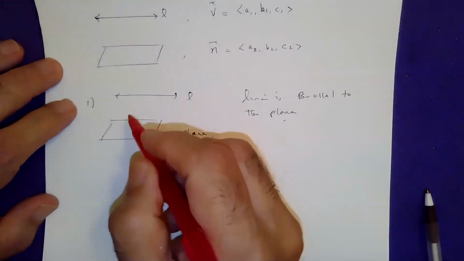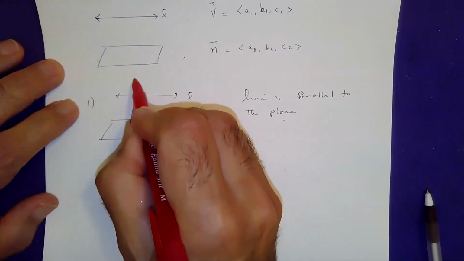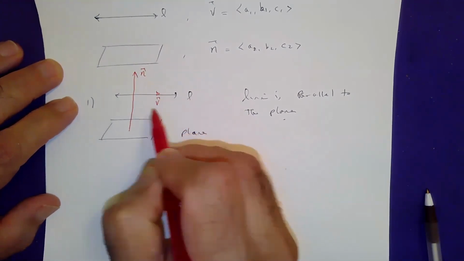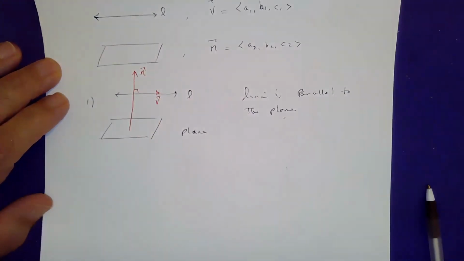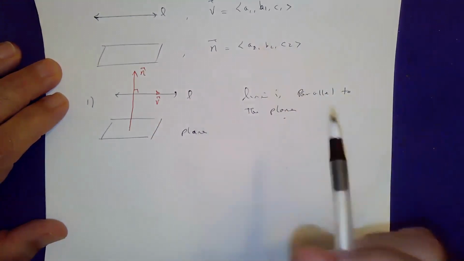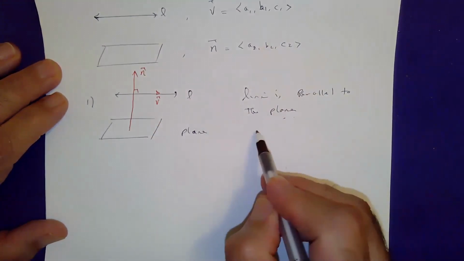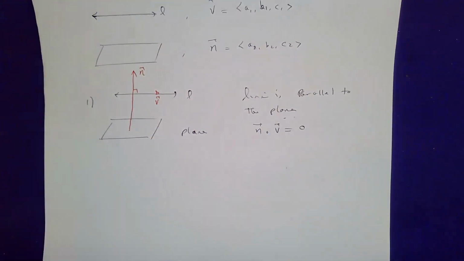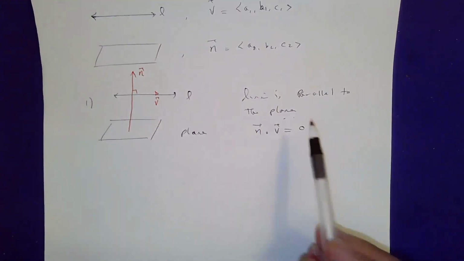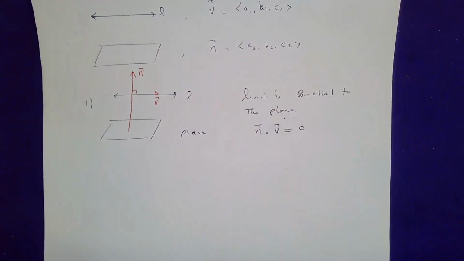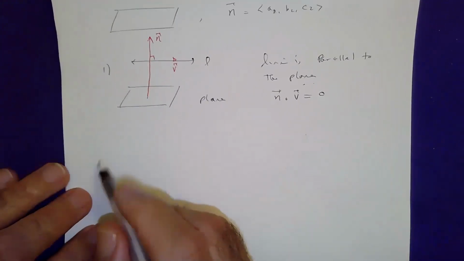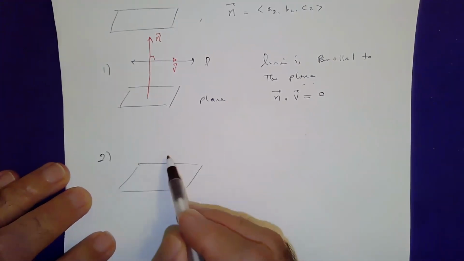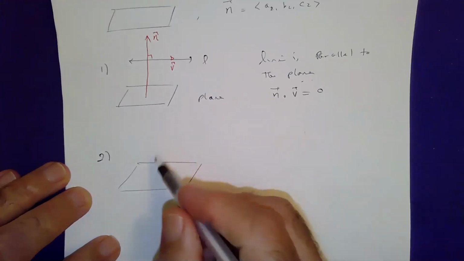Very nice. Excellent. Here is the normal vector. Here is the direction of the line. They have to be perpendicular. In other words, to check and see if the line is parallel to the plane, take the dot product and see if it comes up to 0. If it does, the line is parallel to the plane. Excellent. Number 2, how would I know the line is what?